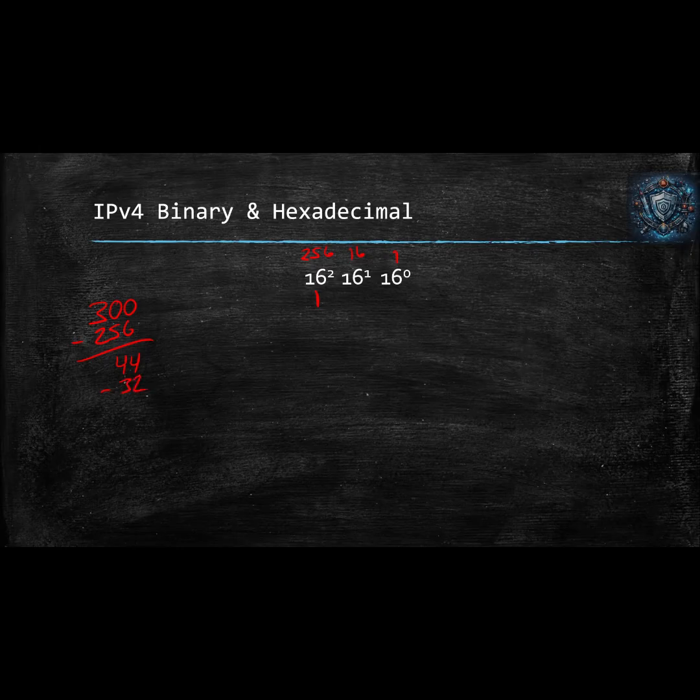Okay, 16 times 2 is 32. One more would be 48. That's too much, so we take that away 2 times. 44 minus 32 is 12. Well, now what do we do? We can't put 12 in a single spot, right? So what hexadecimal does is once we get to the number 10, we replace those double-digit values with letters.